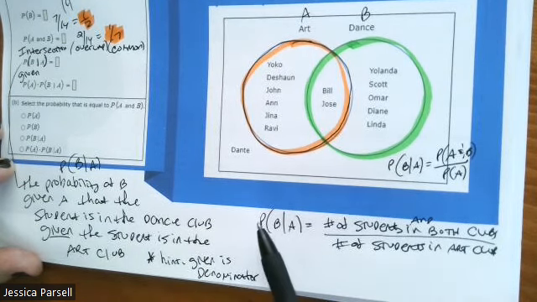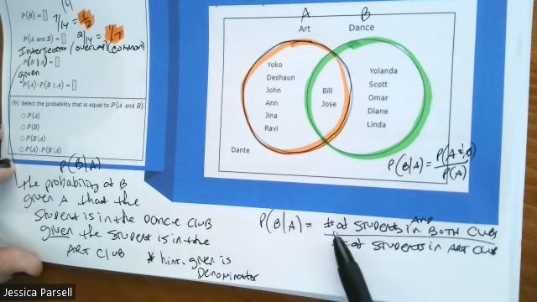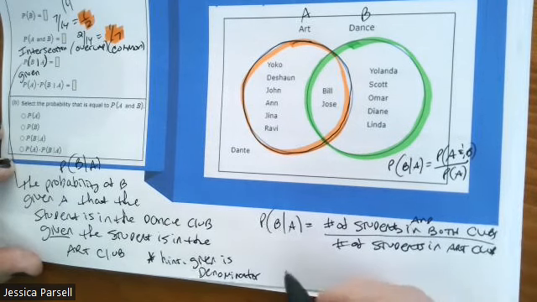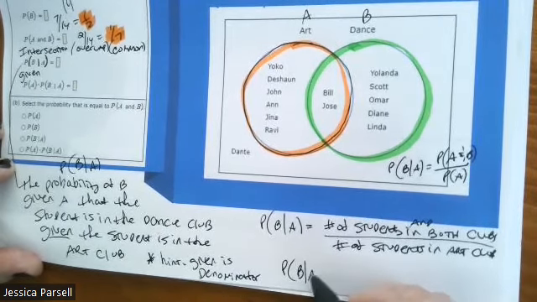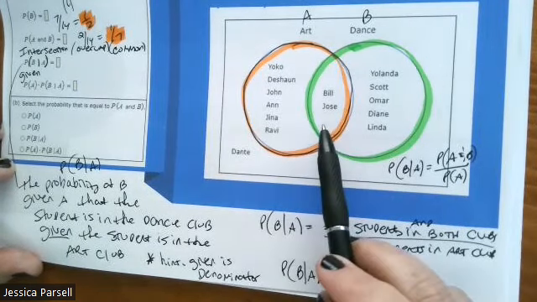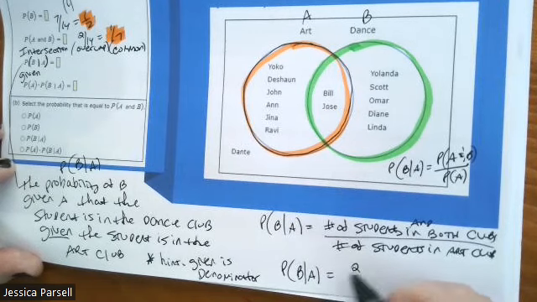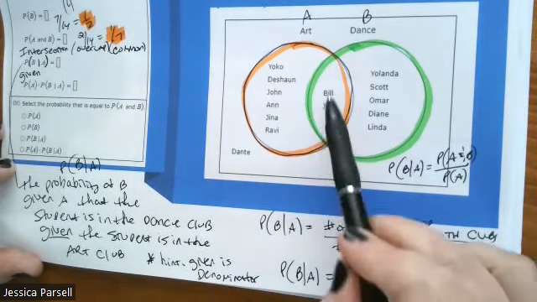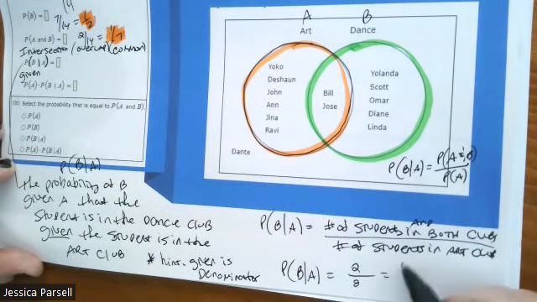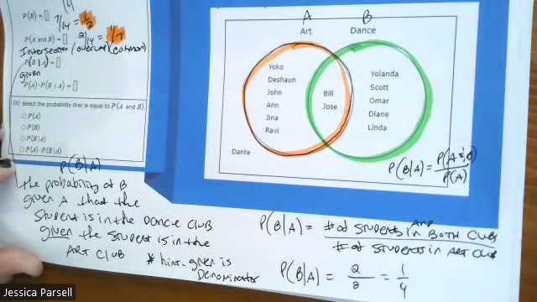So I wrote it out as the probability of B given A is equal to the number of students who are in art and dance, so they are in both clubs, divided by the number of students in the art club. So if you want to think about it this way, the number of students in both clubs we know is 2. Number of students in art class is 1, 2, 3, 4, 5, 6, 7, 8. And 2 over 8 reduces to 1 over 4. So that's one way to think about it.